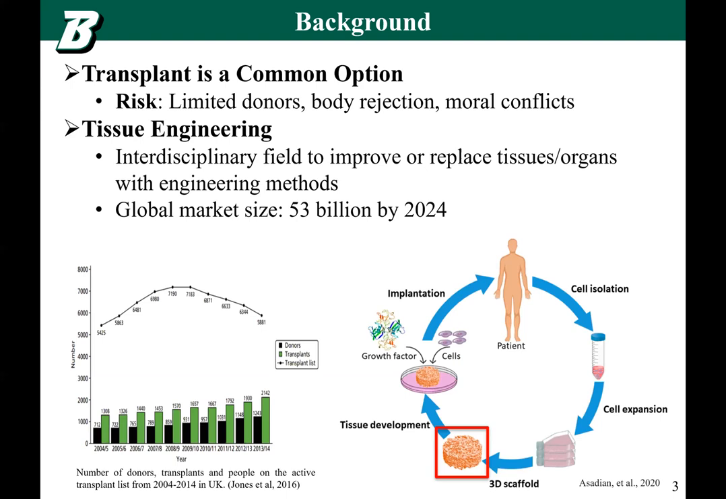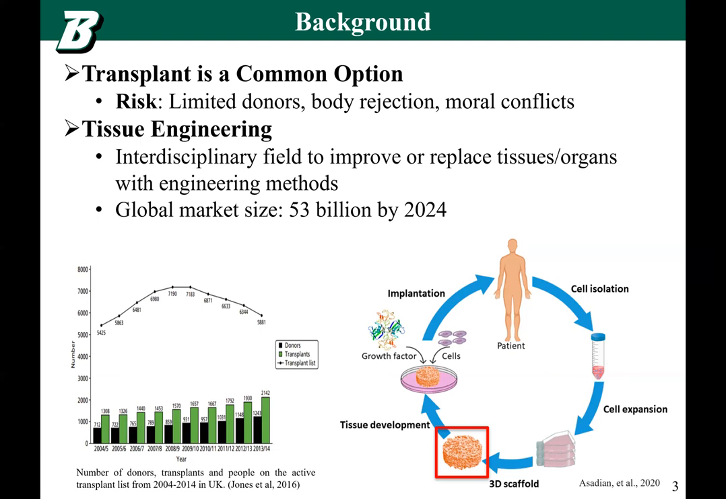So first, when we have an organ failure, the first option we think about is always an organ transplant. However, there are always fewer donors compared to the number of people who need donation. We also face body rejection issues when we are transplanting from someone else, or moral conflicts when we're transplanting from animal models. So in this case, tissue engineering emerged in the last few decades to address those challenges and risks.